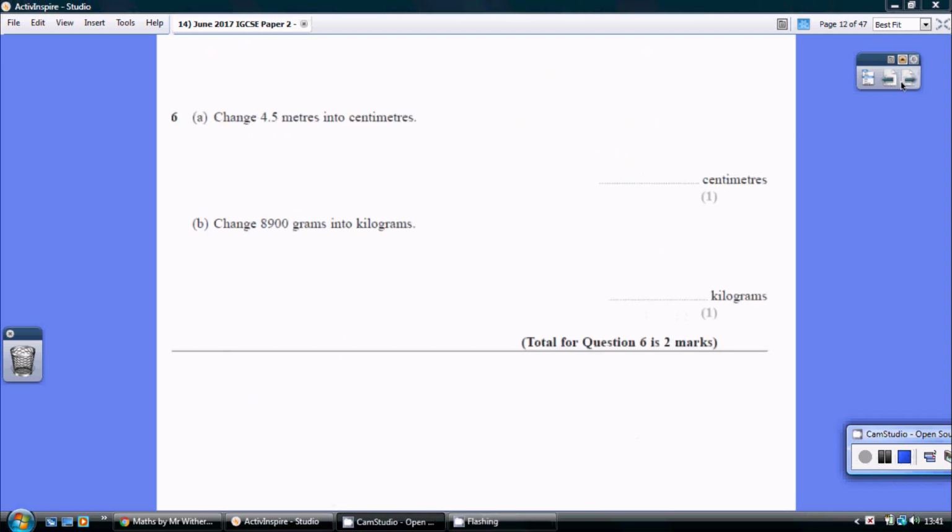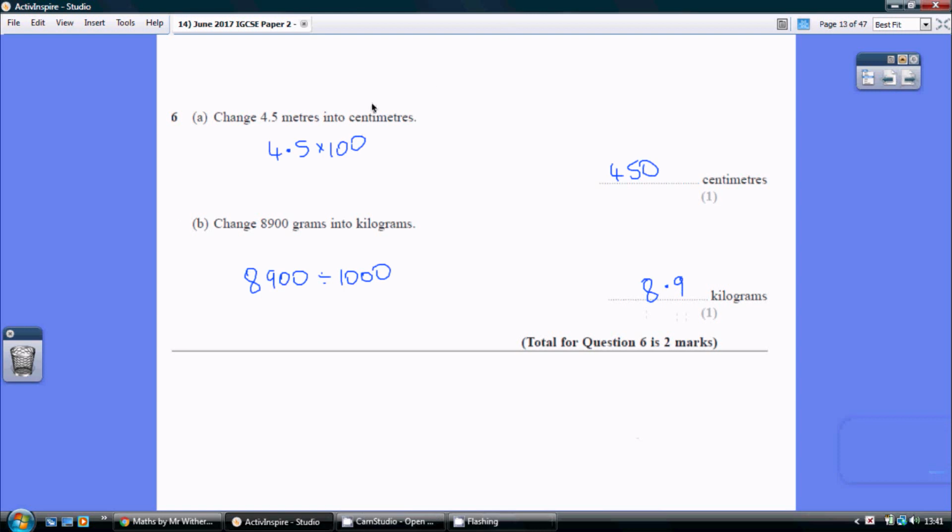Question 6. Well, centimetres, cent means 100, like scoring a century. So we're going to be dealing with 100. Converting metres into centimetres, centimetres are tiny, so we're going to get lots of them for 4.5 metres. So we're going to have to multiply. So 4.5 times 100, which is 450.